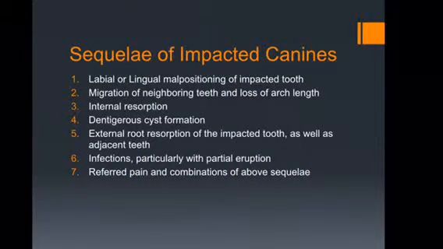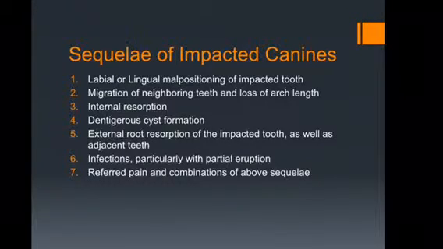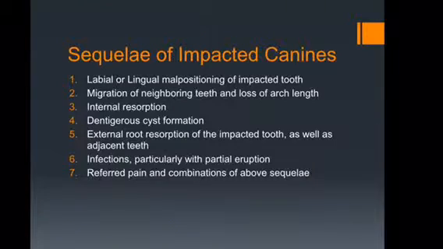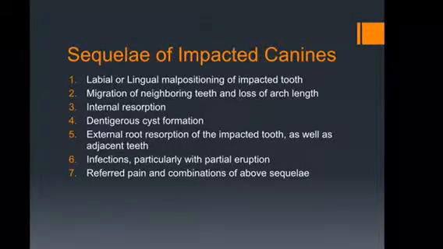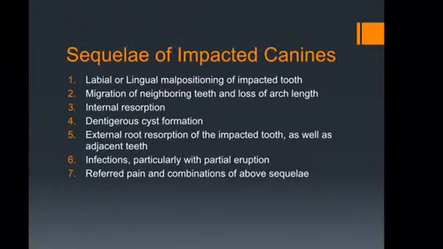So with the sequelae of impacted canines, basically if you just let it go, like Elsa, you find out what happens with the canines. So here's the order of things. One, you have labial or lingual malpositioning of the impacted tooth. So if it is impacted, you need to know which way it's facing if you're going to go after it with any type of surgery or ortho.